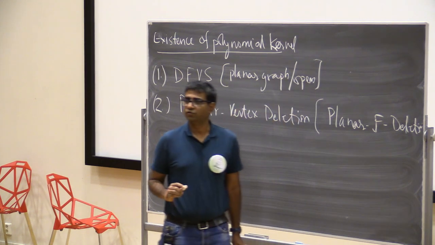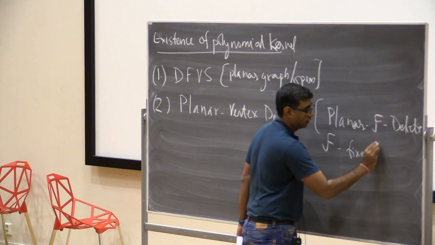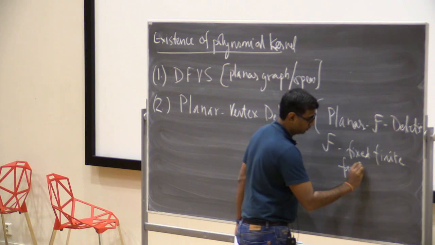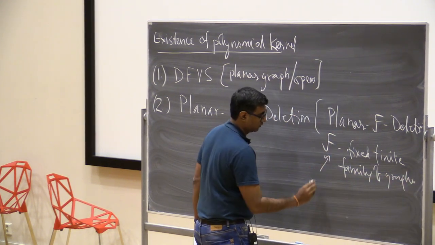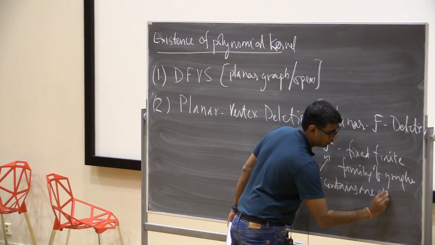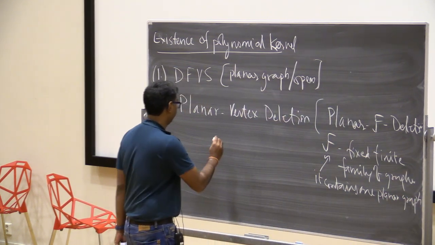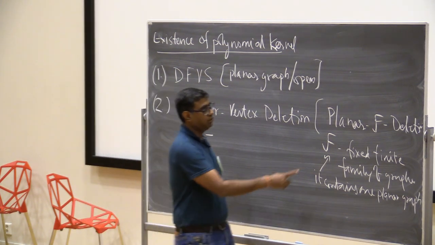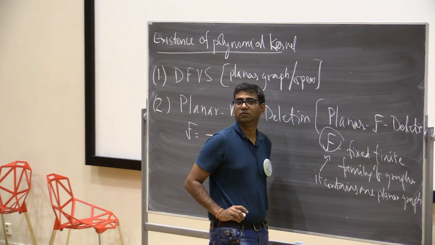Now what is this problem? You're given a fixed finite family F of graphs, and it contains one planar graph. So for example, let's say F is an edge. What you want is to delete k vertices such that you do not get any graph in F as a minor.